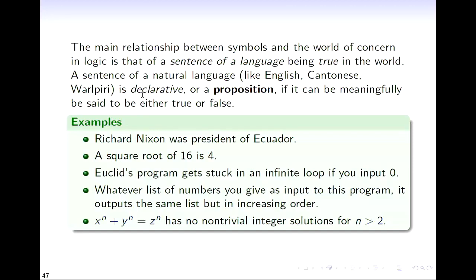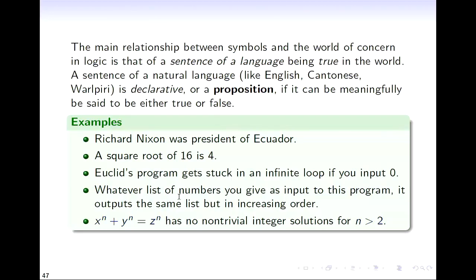We could also make a statement: Euclid's program, the algorithm that we have seen yesterday, gets stuck in an infinite loop if one of your inputs is 0. Is that true or false? You have to recall the algorithm and maybe try it out when you run the corresponding Python program, but it is clear that this is a statement that is either true or false.